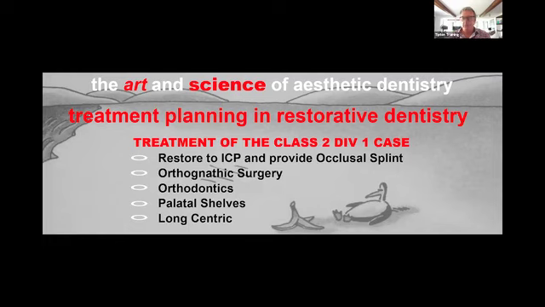Finally, and the one that we're going to be looking at today, is long centric. So those are our options. There are many more options, I'm sure, but these are our 5 major options when we're looking at treating a class 2 Div 1 patient who has no anterior tooth contact. And we need to give them anterior tooth contact so that when they brux it's in class 3, not class 2 leverage. That gives us longevity, that gives us predictability.